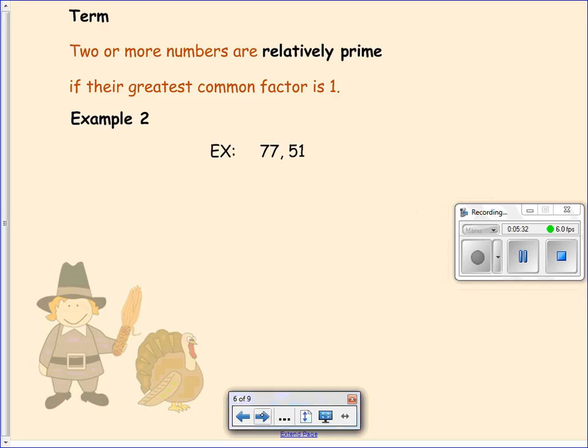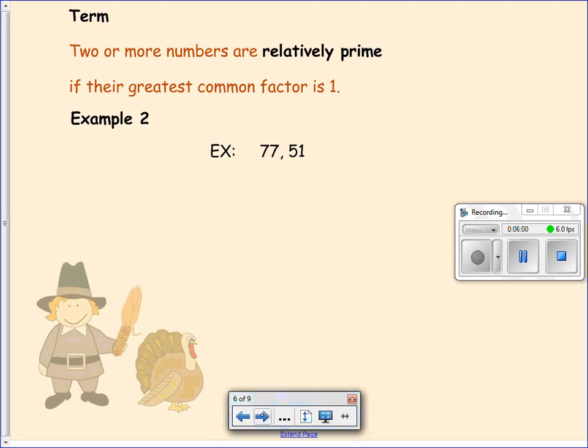Now, our next term that we'll be using is called relatively prime. Two or more numbers are relatively prime if their greatest common factor is 1. I have an example for you right here with numbers 77 and 51. I'm going to ask for you right now to do a prime factorization of those two numbers. Set it up just as we had in the previous example to determine what their greatest common factor is.